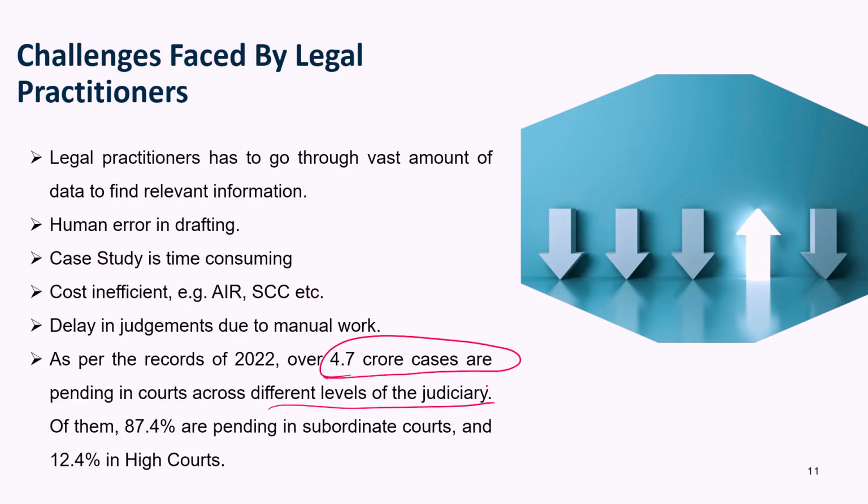As per the records of 2022, over 4.7 crore cases are pending in courts across different levels of the judiciary. Of them, 87.4 percent are pending in subordinate courts and 12.4 percent in high courts.